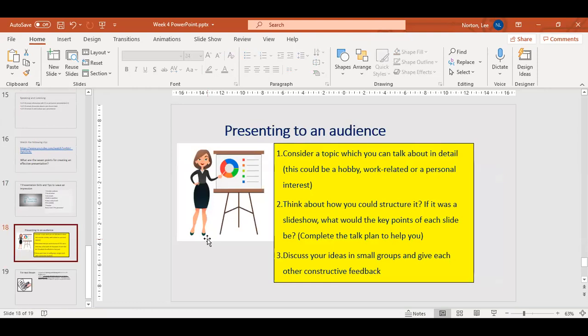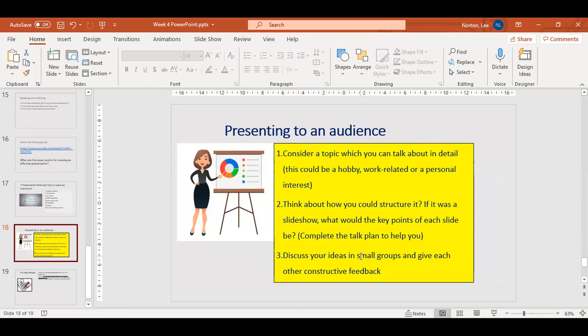So here's what you need to start thinking about, really, presenting to an audience. First, you need to consider a topic which you can talk about in detail, okay? So it could be hobby, work related, or a personal interest. Up to you. Think about how you could structure it. If it was a slideshow, what would be the key points of each slide be? And I'm going to give you a little worksheet so that you can work on this and plan it out.